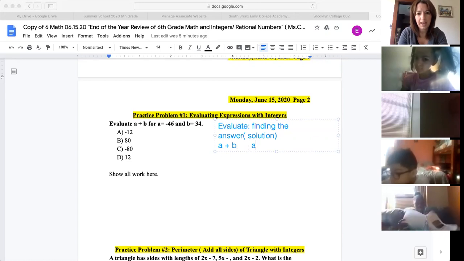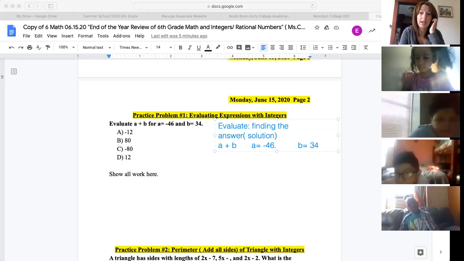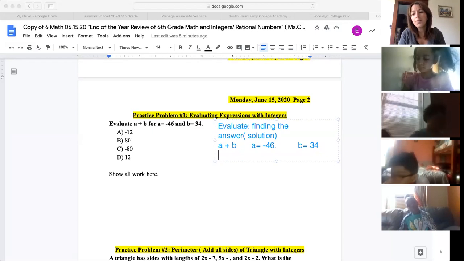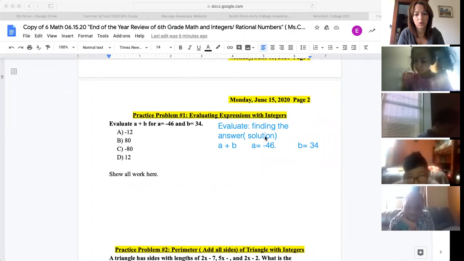And it says that A is equal to negative 46 and B is equal to, what does that say, 34? Sorry, my contacts are bothering me this morning. I can't see straight. Now, Kira, what number goes in place of A? Look on my screen if you're not sure. What is A equal to? Negative 46.